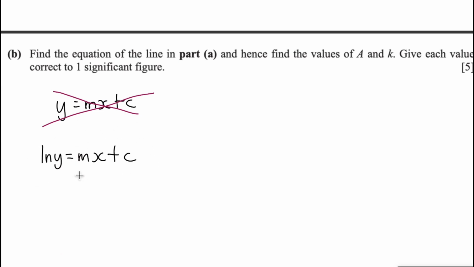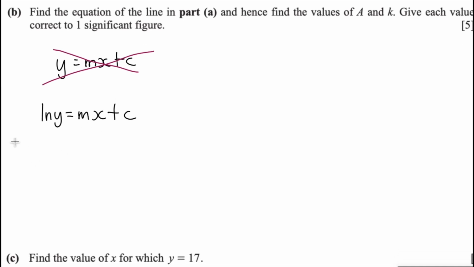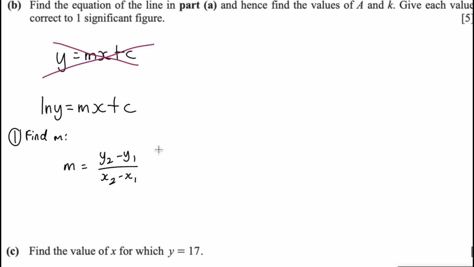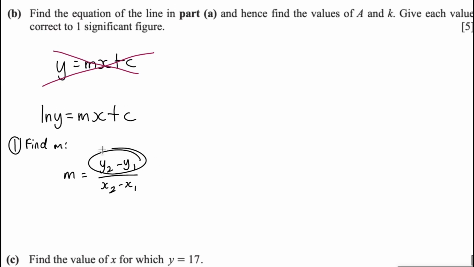We're going to find the values of m and find the values of c. So step 1 is to find m. And the m formula is going to be the same as the gradient. Now, you used to know this as y2 minus y1 over x2 minus x1. Keep in mind, we're not using y2 minus y1 anymore.